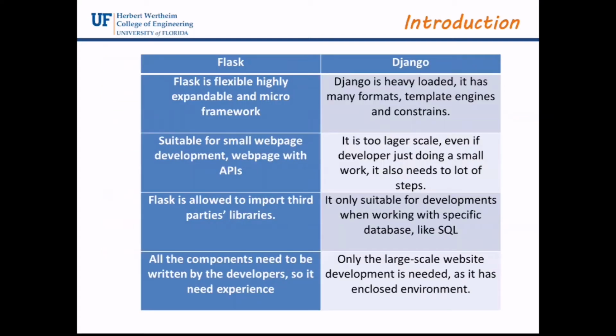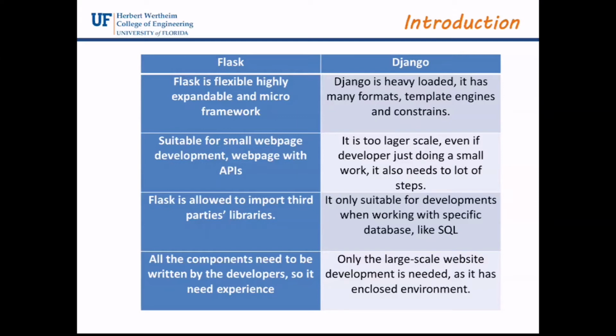Flask is very flexible and highly expandable, so you can write the code to realize whatever you want. But Django is heavy loaded. You have many constraints and a format to be followed in each file, so it's hard to do DIY jobs. Flask is very suitable for small-scale web page development, not like Django.